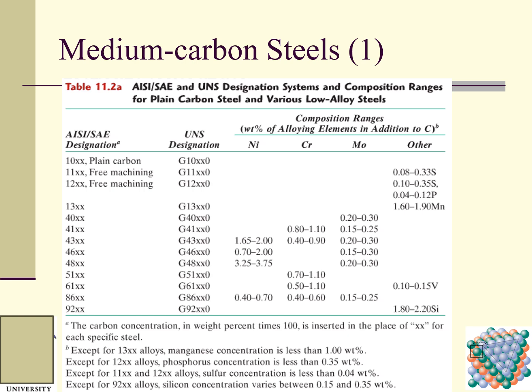So this is medium carbon steels. Here is the AISI, SAE designation, the UNS designation, and here are the composition ranges for nickel, chromium, molybdenum, and other alloying elements. I hope you can take a look at this table very carefully, especially for your senior design or other projects, where you want to build something and need to select the materials.